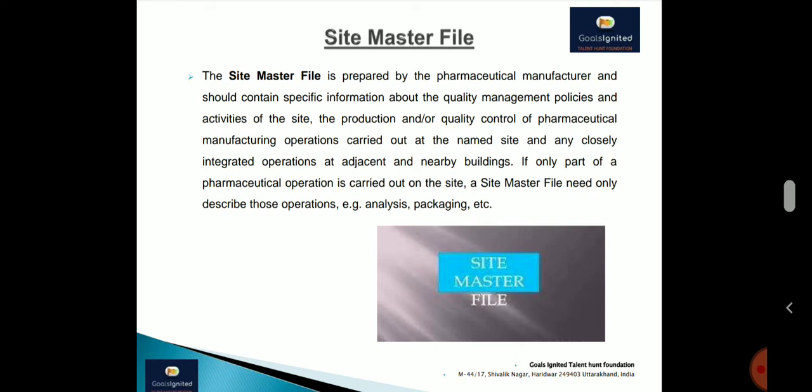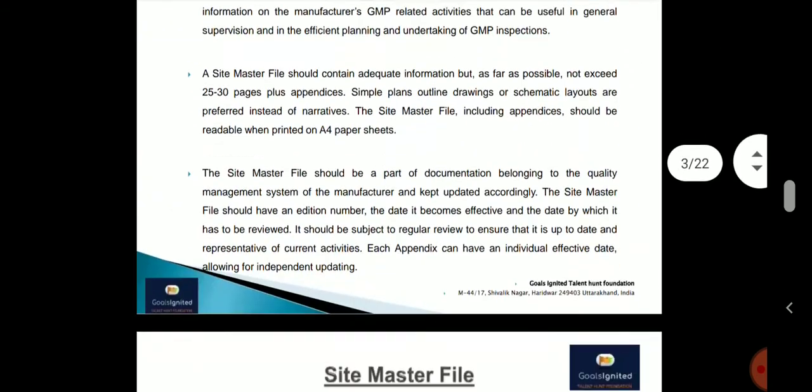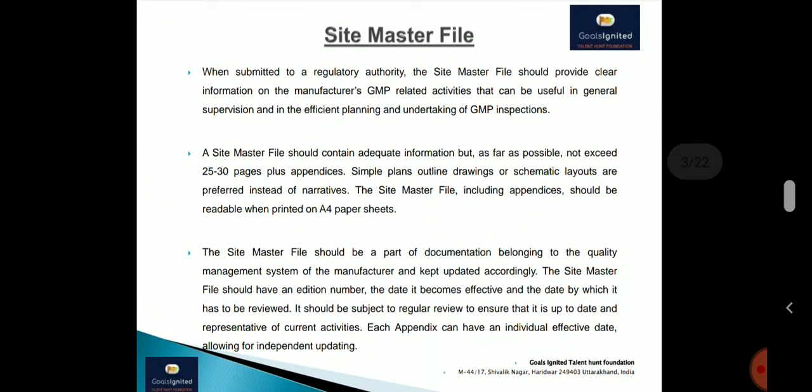The site master file is prepared by the pharmaceutical manufacturer and should contain specific information about the quality management policies and the activities of the site: the production and quality control of pharmaceutical manufacturing operations carried out at the named site, and any closely integrated operations in adjacent and nearby buildings. If only part of a pharmaceutical operation is carried out on a site, the site master file need only describe these operations, for example analysis and packaging operations. So these things need to be incorporated in the site master file.